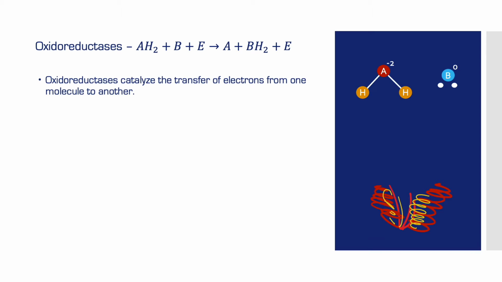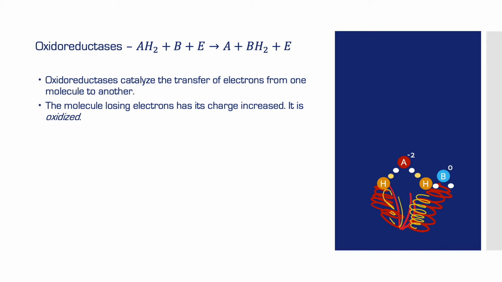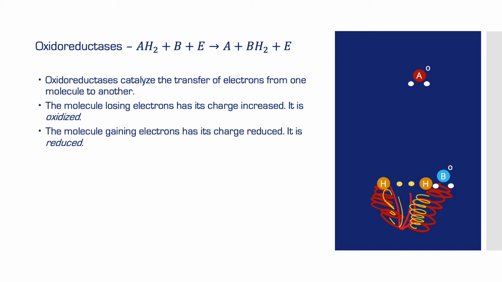Oxidoreductases. Oxidoreductases catalyze the transfer of electrons from one molecule to another. The molecule losing electrons has its charge increase. It is oxidized. The molecule gaining electrons has its charge reduced. It is reduced.